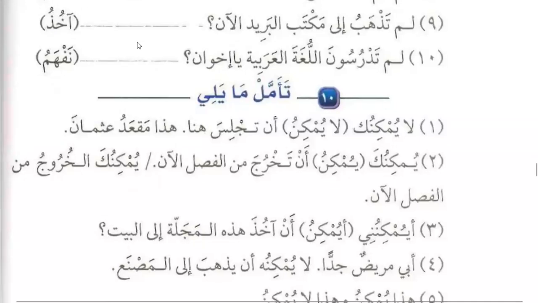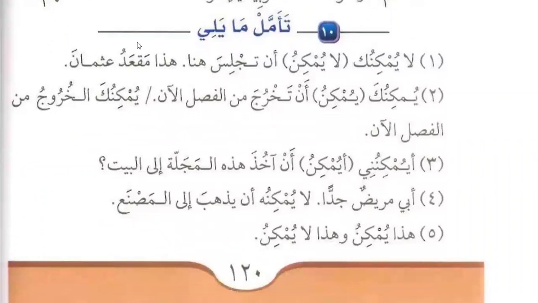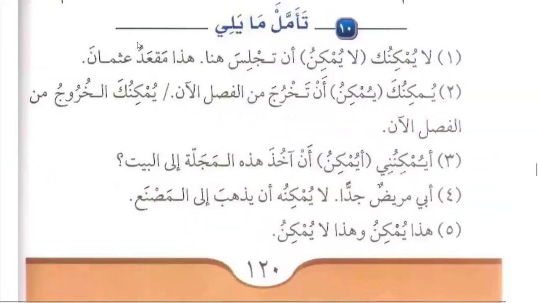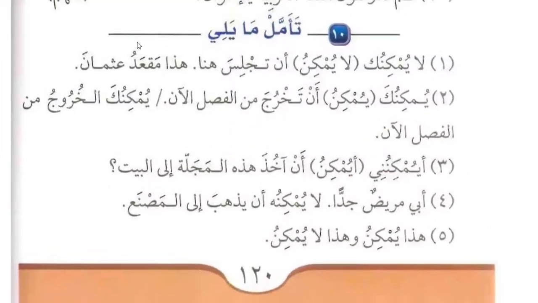Okay, nadrusul lughatal arabiyyah. Now you will learn the meaning of la yumkinu. Rizwana. La yumkinuka an tajalisa huna. Haza maq'adu Usmana. La yumkinu. Not possible? Yes. Basically, you can't sit here. This seat belongs to Usman.